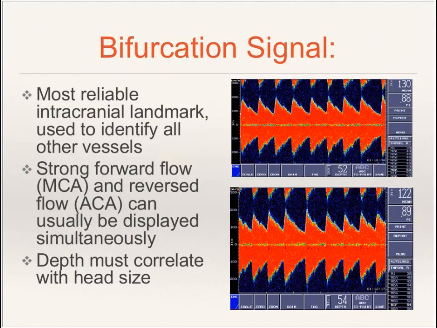So this is the magical bifurcation signal. This is the signal you want to find. This is the signal you always go back to if you get confused. This is the signal you use to start with to be able to demonstrate flow in other vessels.